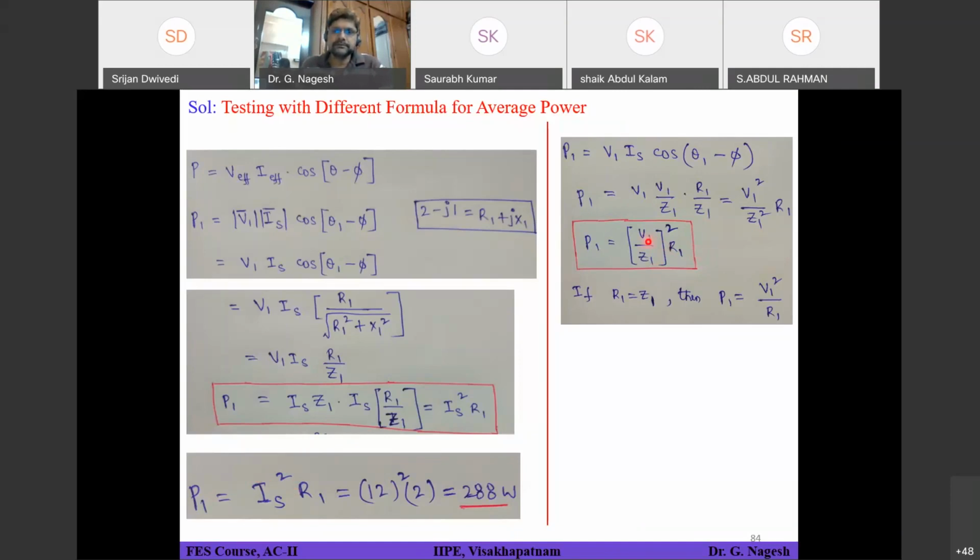What is V1? Does anyone remember? V1 value we have already calculated, 26.83. And Z1 is root of 2 square plus 1 square, that is root 5. Yes, Z1 is root 5, and R1 is 2. So try to do that.